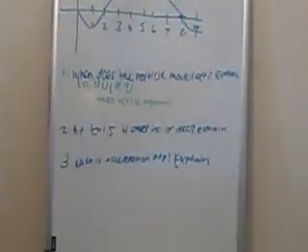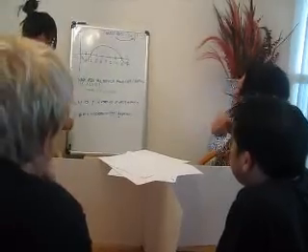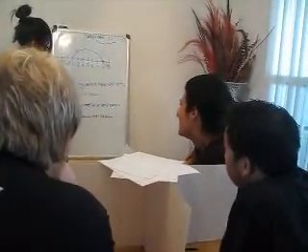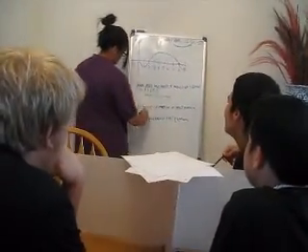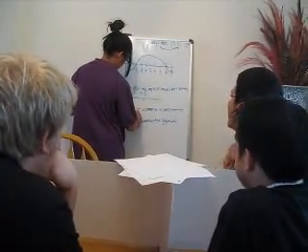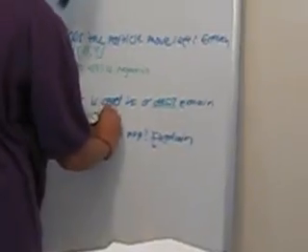Number 2. Pick me, pick me. Edward. Speed is decreasing because acceleration is positive and velocity is negative. Nice.